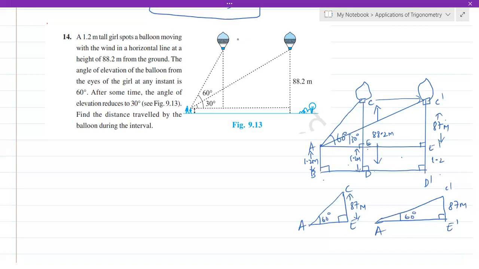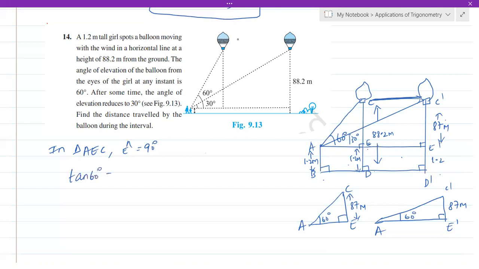Now what actually we have to find is CC dash. That will be equal to EE dash, isn't it? This is the distance that is traveled by the balloon. Finding CC dash is same as finding EE dash. To find EE dash, we have to find the bigger length AE dash and find AE, just subtract it, you will get the answer. So let's do that. Let's take triangle AEC, in which E is 90 degrees. Let's make use of tan itself.